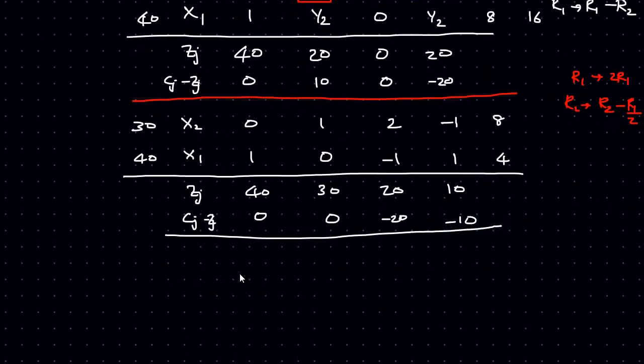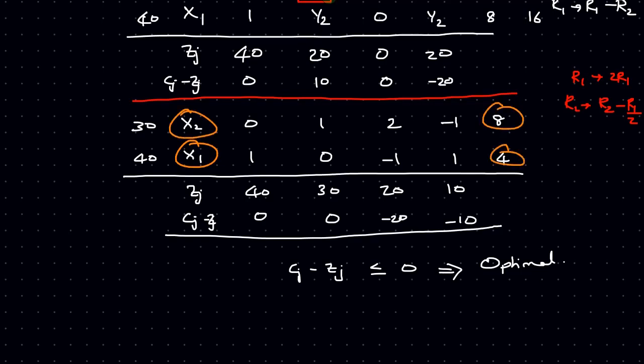Here you can see that all the Cj minus Zj values are less than or equal to 0. Once we get Cj minus Zj all less than or equal to 0, that means we have reached the optimal condition. The solution will be, for x1 we have the solution equal to 4, and for x2 we have the solution equal to 8.